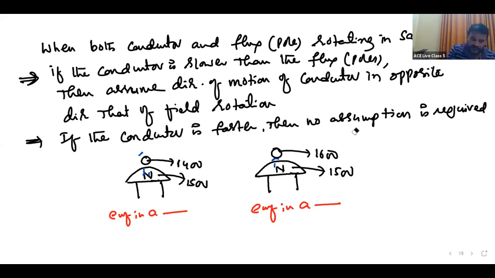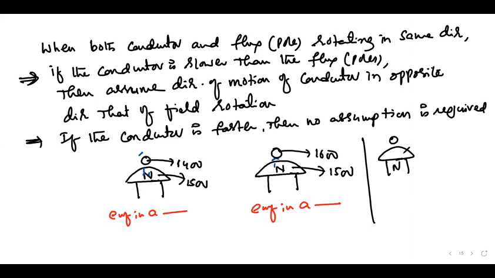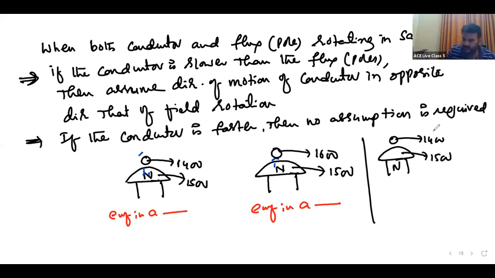While you are doing the solution, you have to assume. Now I am doing the first one. The north pole is a conductor. When it is moving at 1500, and this is 1400, you have to assume in the opposite direction, because it is slower. Third case, you need to assume in this direction. You have to assume in the opposite direction, correct?